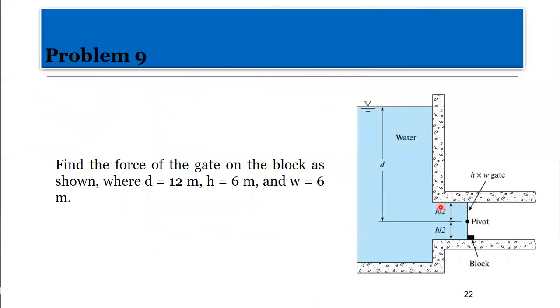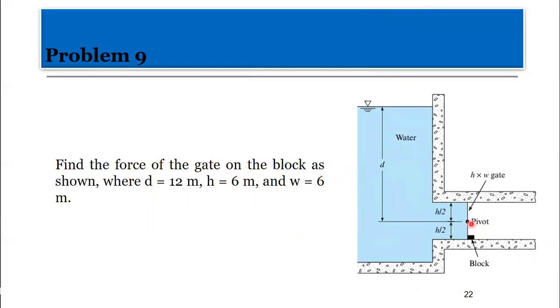And then problem 9 is similar to problem 8. It's quite simple, actually. Now we have to find the force of the gate on the block as shown. Sorry, you see the block? The block is that small thing here. So we are looking at the force on that block. They've given us where D is the distance measured from the free surface to the centroid.